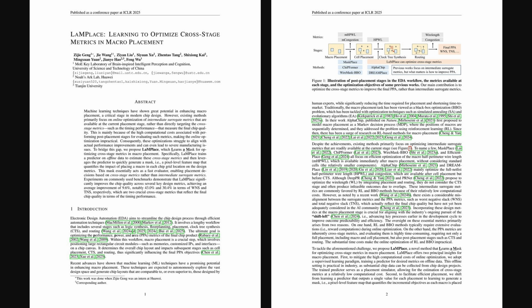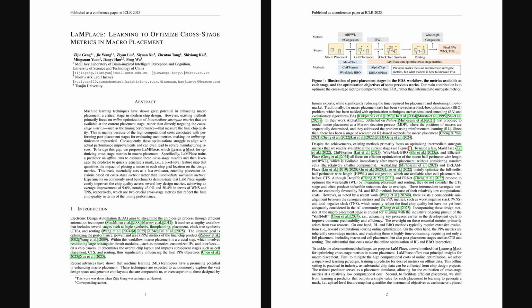We're looking at an ICLR conference paper, LaMPlace, Learning to Optimize Cross-Stage Metrics in Macro Placement, out a few months. This paper tackles chip design's macro placement, that's positioning large circuit blocks. Current AI often optimizes simpler surrogate metrics, like wire length, not the crucial cross-stage metrics that define final quality.